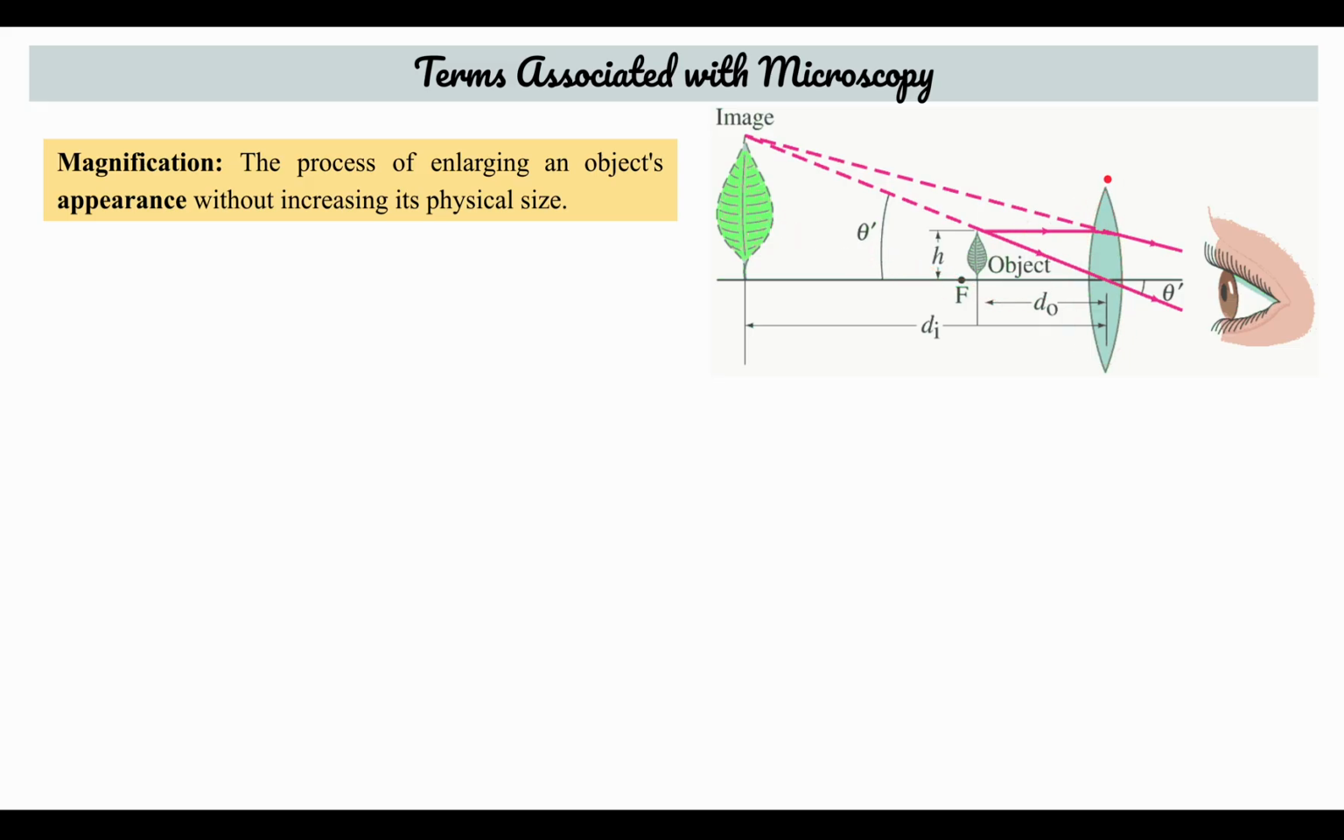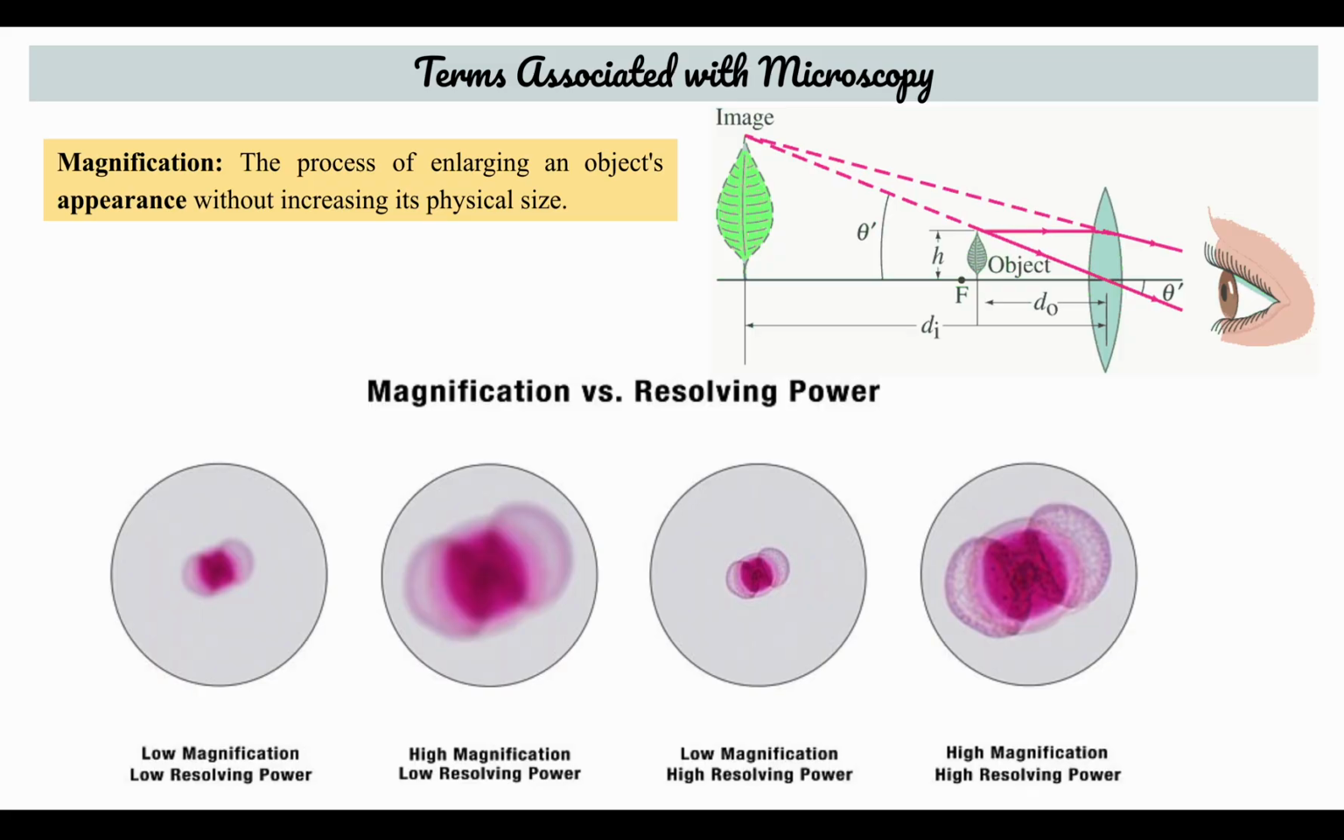So each lens has a particular magnifying power, and in a compound microscope, as we know, there are two types of lens systems which are used: objective piece and eyepiece. So depending on the respective magnification power of both of them, that will determine the overall magnifying power of that particular microscope.